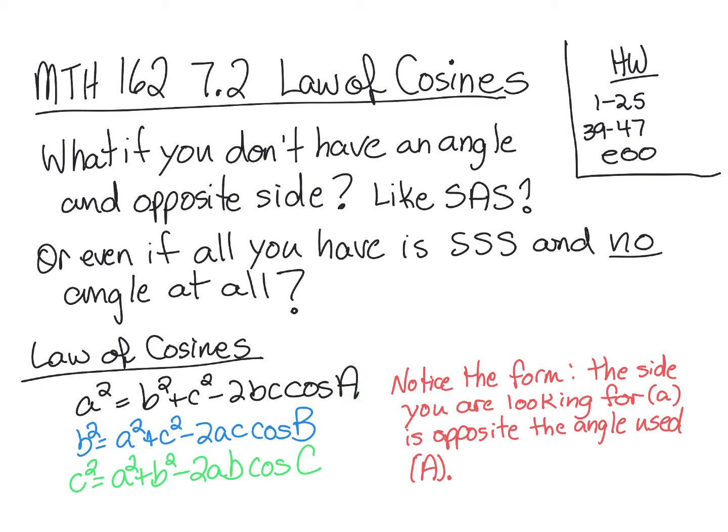If you have all three sides, the only thing you need to learn is this angle. Now your book will write cosine of A in terms of all the other stuff, but it's easy enough to plug in all the numbers and then isolate the cosine and then take the inverse cosine. So let's get going.